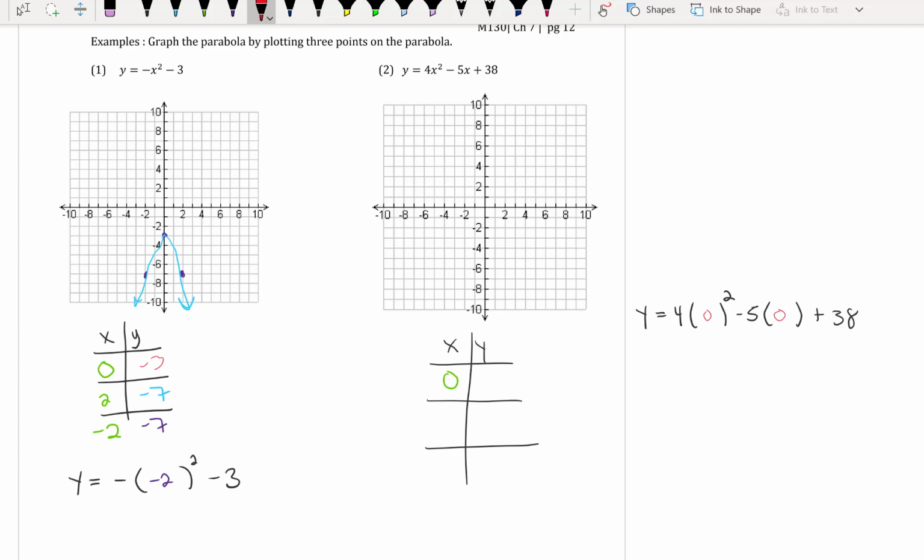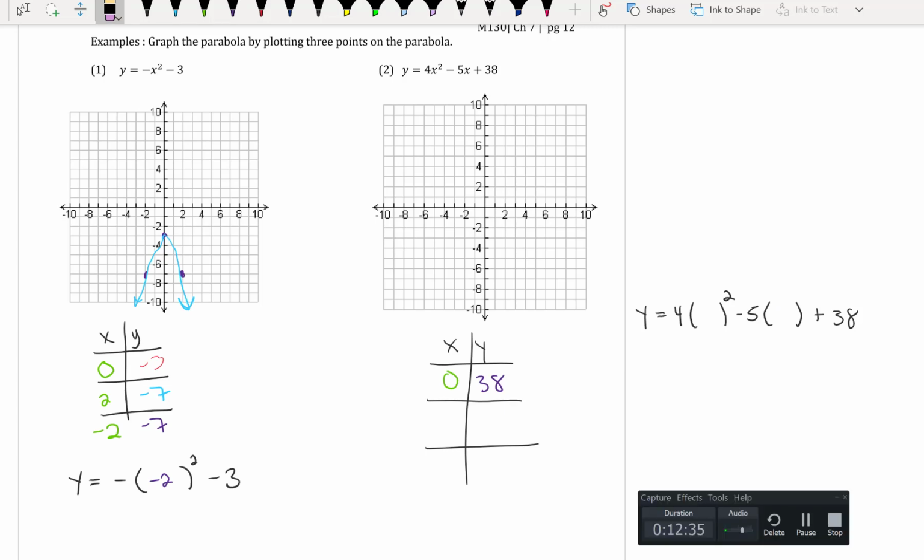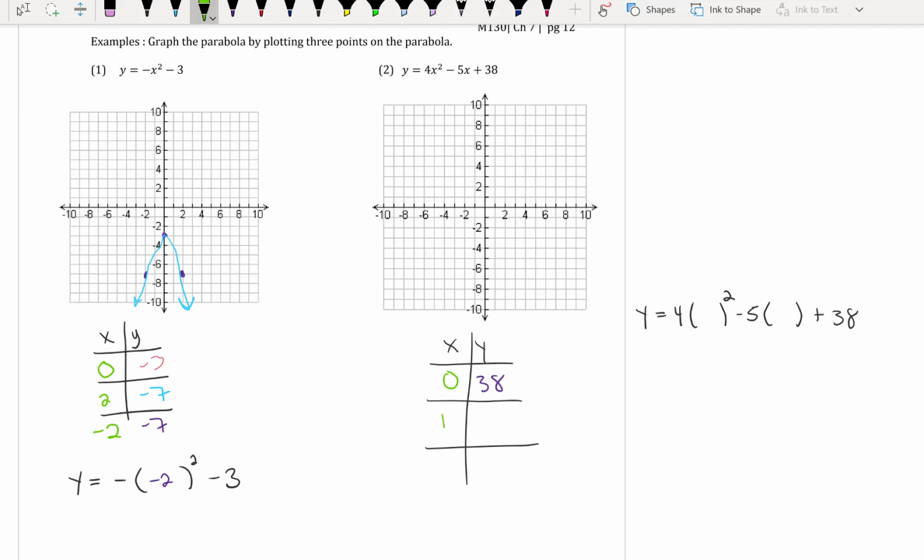Well, if I plug in a 0, 0 times anything is just 0, and 0 minus 0 is just 0, so I'm going to get a positive 38. So that is a very big number, so it's not quite on my parabola, which is fine. So let's try to look for some easier numbers here to plug in. So let's say I plug in x is equal to +1.